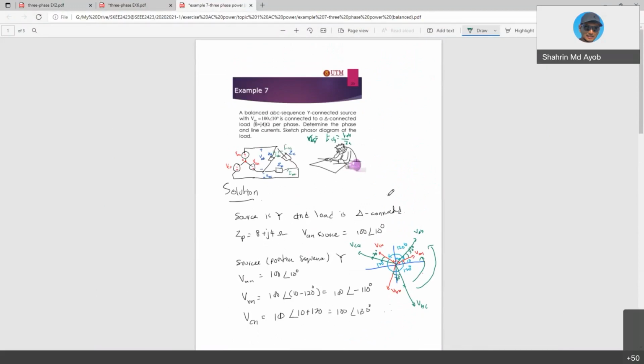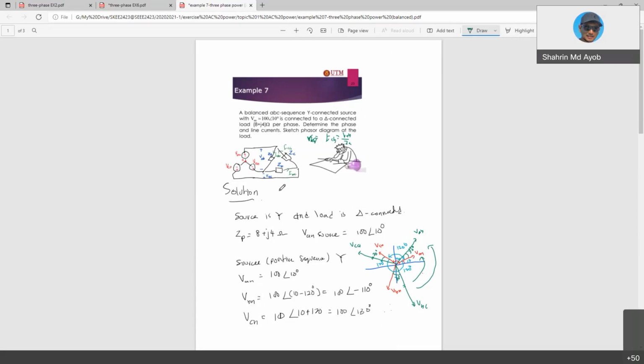Okay, sorry. So this question: determine the phase and line current, meaning for both the source and also the load. The source right now gives you the value of V phase, 110. So from that VAN, you can obtain directly your VBN and also your VCN for the source.